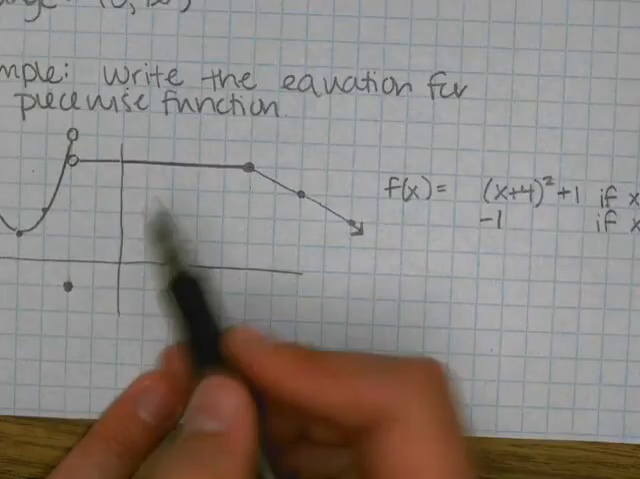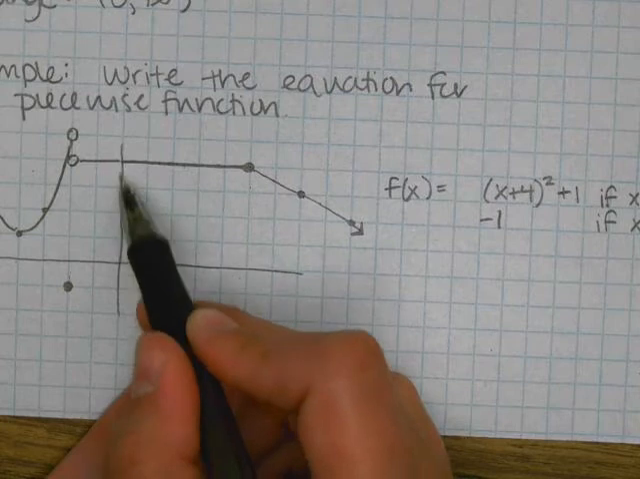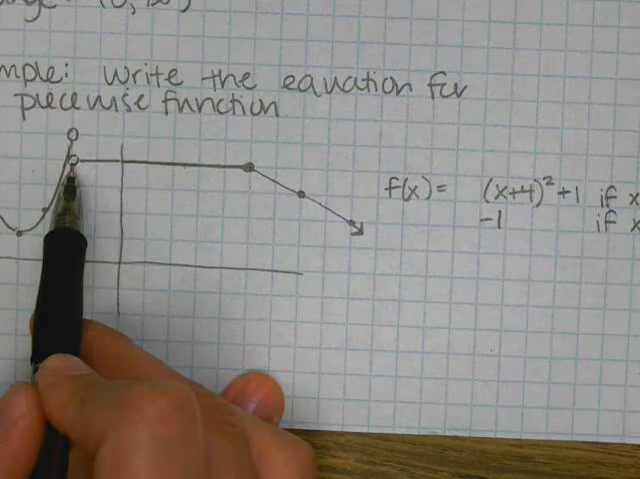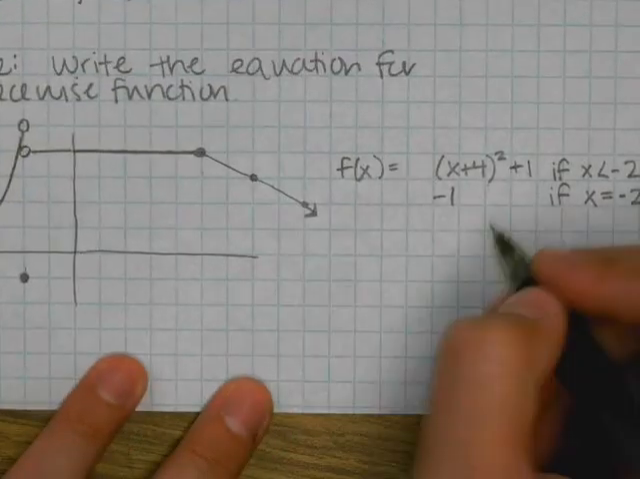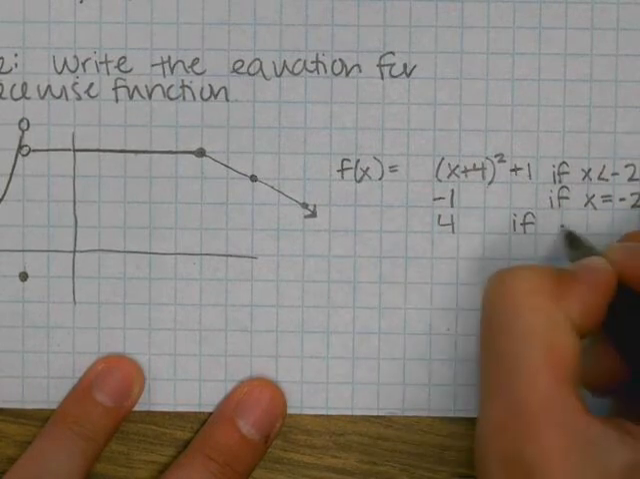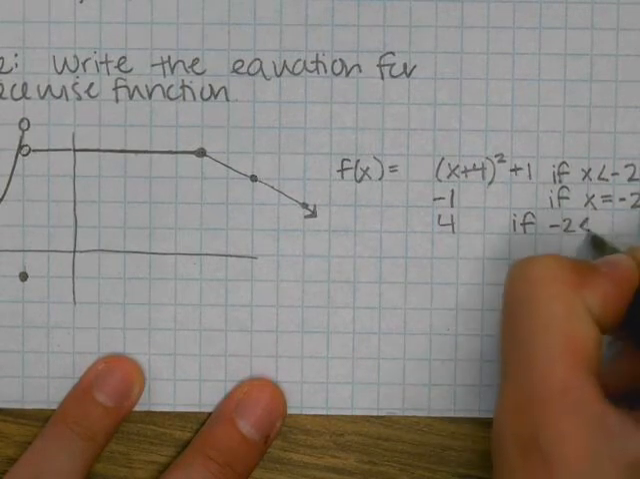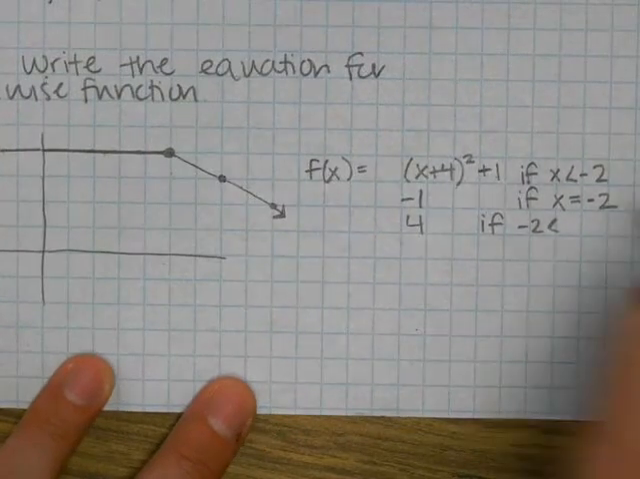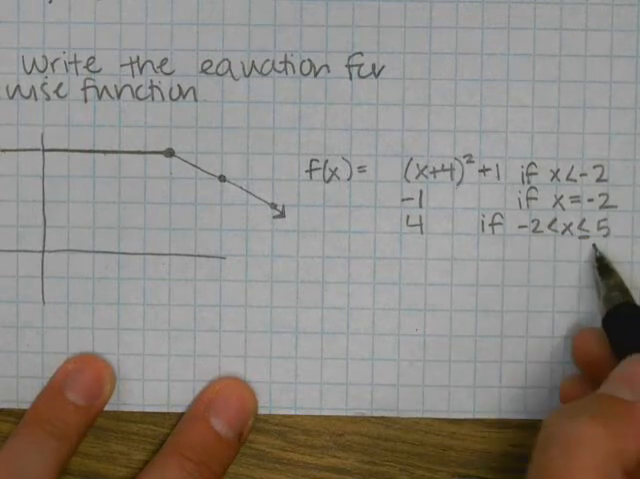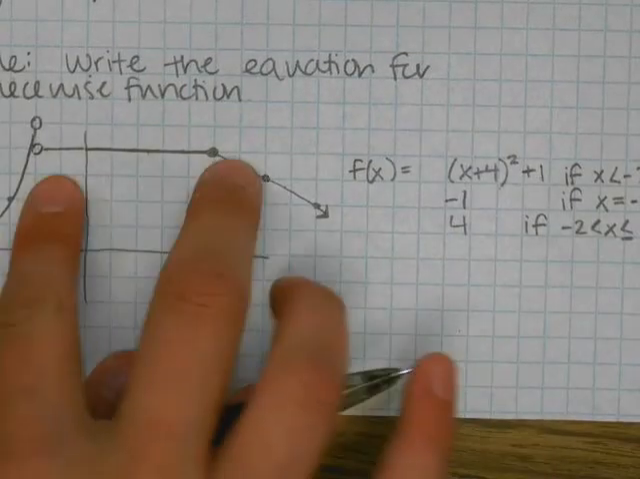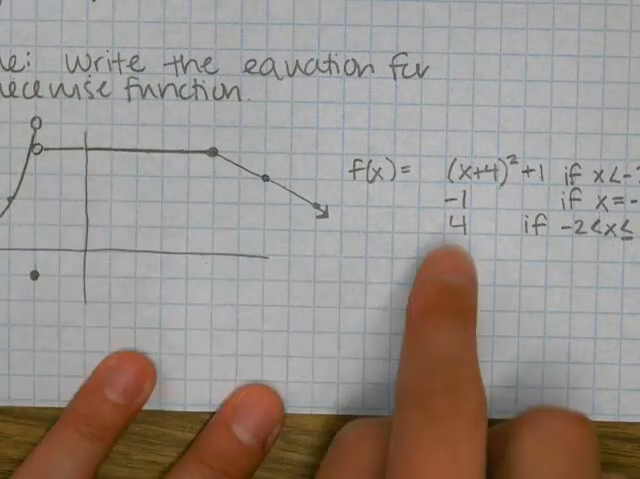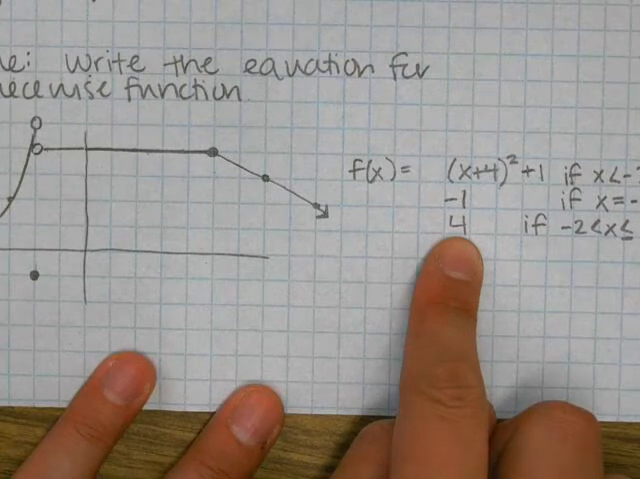Up here, I have a y value of 1, 2, 3, 4. I have a y value of 4 if the x value is between -2 and +5. So I have a y value of 4 if we have -2. We are not going to include that -2 because that was an open circle. And then the x can be less than or equal to +5. So it was within that range of numbers there. Right? And the reason it's written as a plain number is because that was a horizontal line.